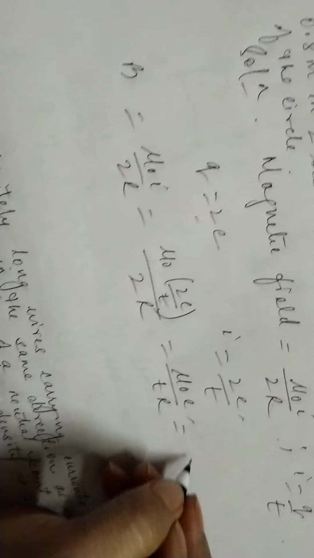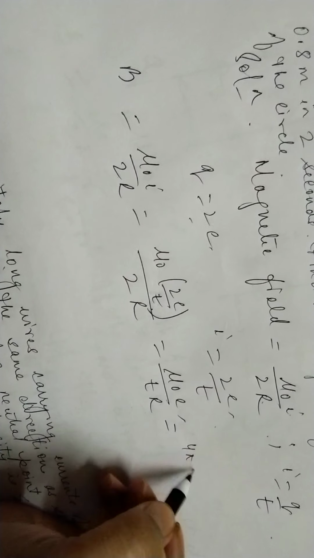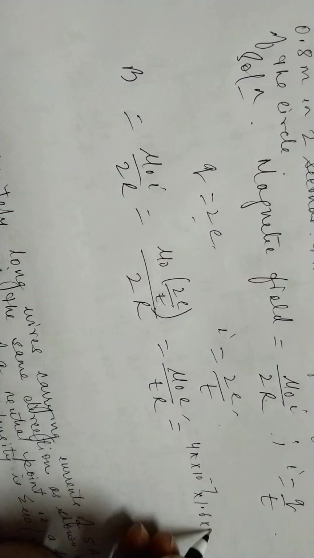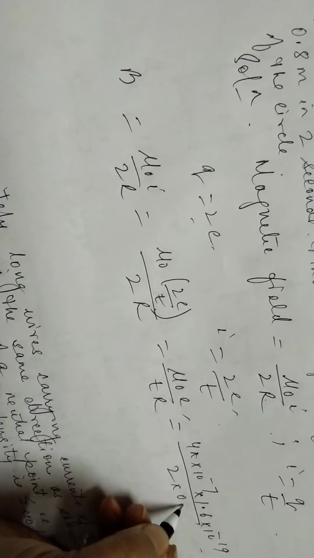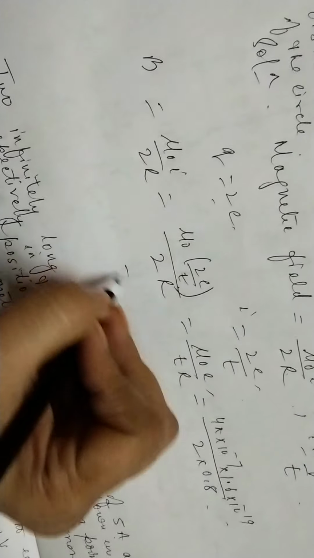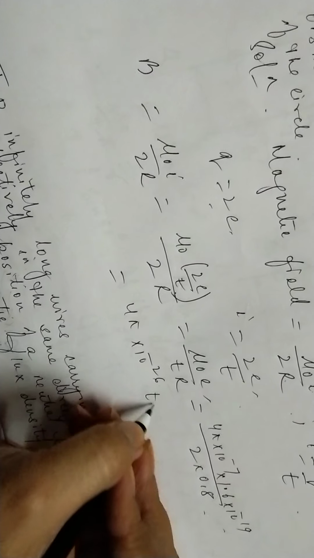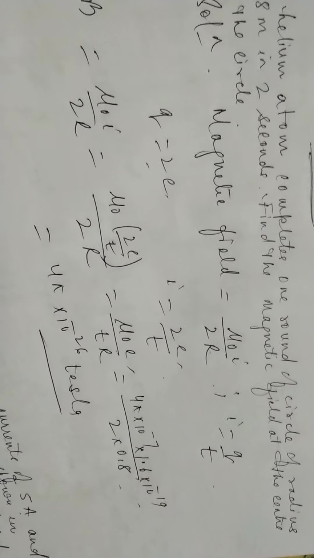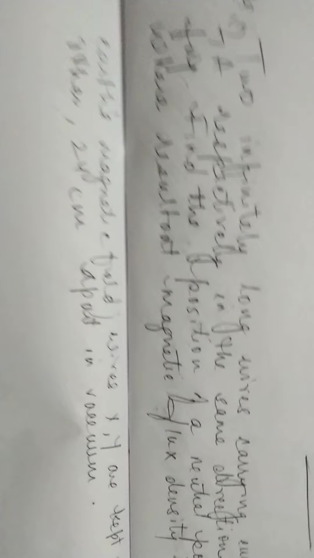Now let us substitute the values. The value of mu 0 is 4 pi into 10 to the power minus 7. Electron charge is 1.6 into 10 to the power minus 19, divided by 2 into 0.8. So we get the value as 4 pi into 10 to the power minus 26 Tesla. This is the unit we are getting. So we have calculated the magnetic field at the center of the circle. This is how it has been done. Okay, now let us move to the next part.